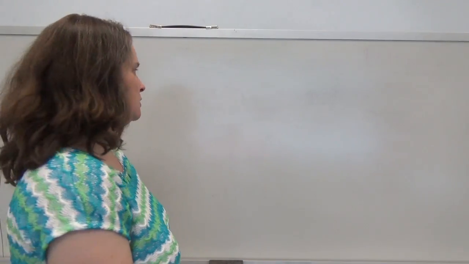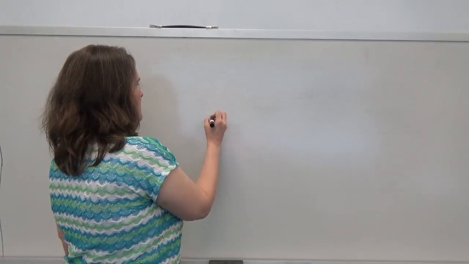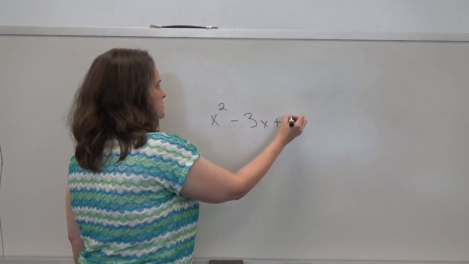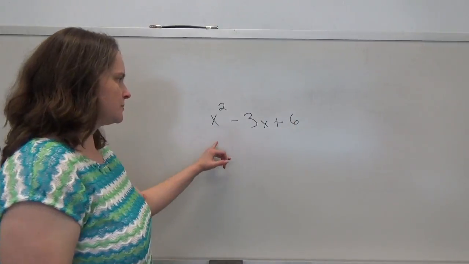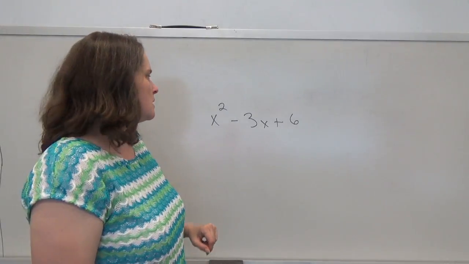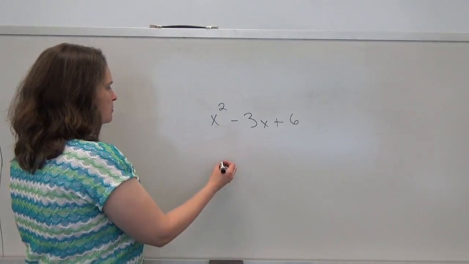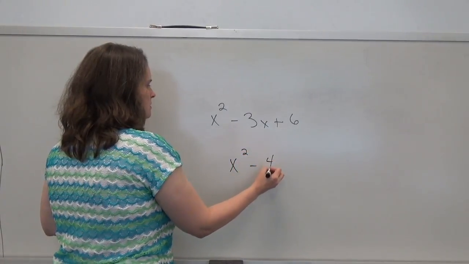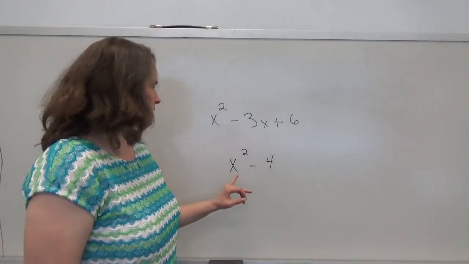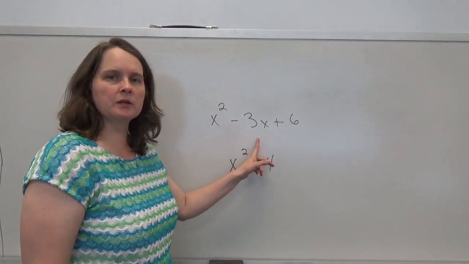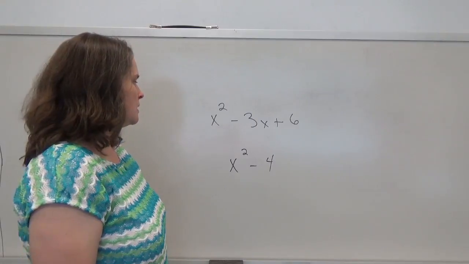So, for example, if you've got a polynomial that looks like, let's say, x squared minus 3x plus 6, this has 3 terms because we have 3 pieces that are separated by plus or minus. Another example might be x squared minus 4. We would call this a binomial. It's got 2 separate terms separated by a minus. And by the way, this one up here with the 3 terms, we call that a trinomial.